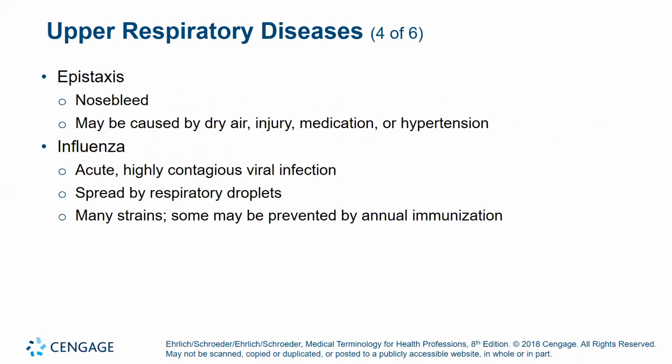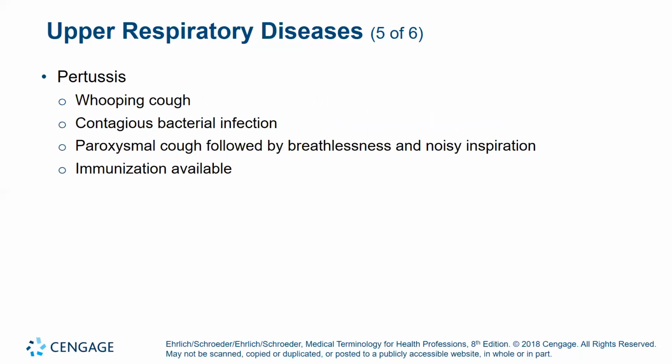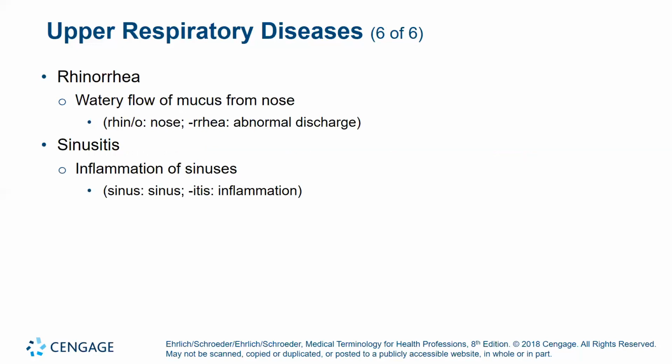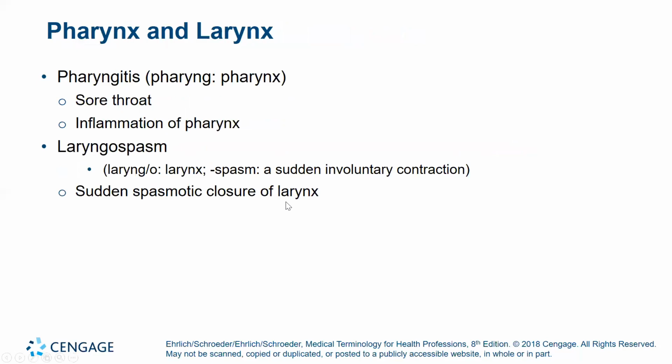Epistaxis, just known as nosebleed. Influenza is an acute, highly contagious viral infection. We have pertussis, also known as whooping cough, a contagious bacterial infection. Immunization is also available for this. We have rhinorrhea. Rhino is nose, rhea is abnormal discharge, so it's abnormal discharge from the nose. Sinusitis, sinus is the sinus, and itis is inflammation, so it's inflammation of your sinuses.